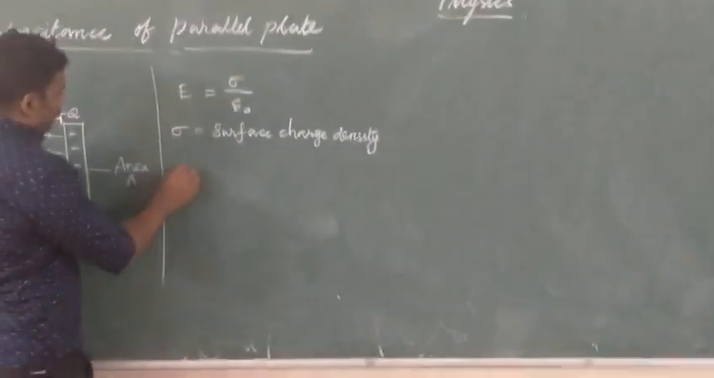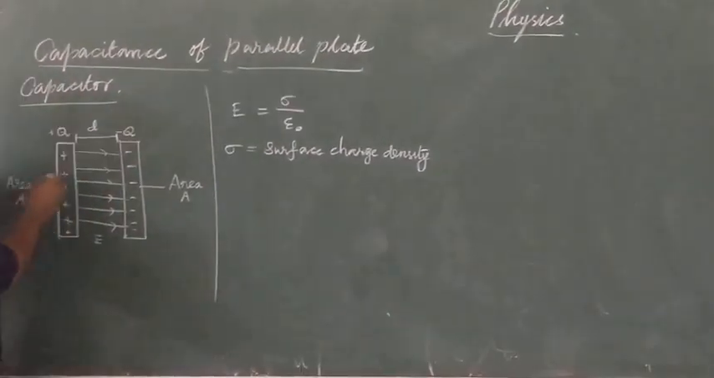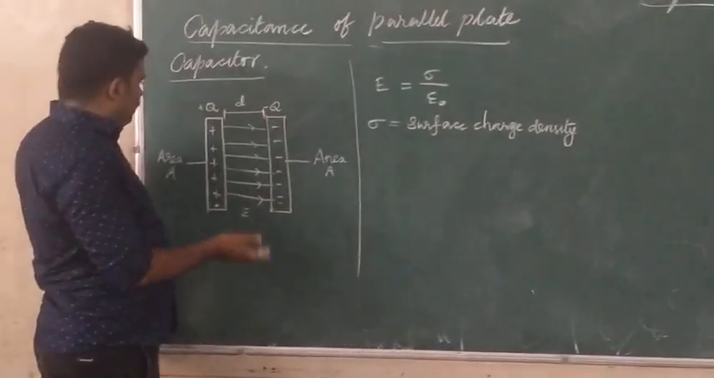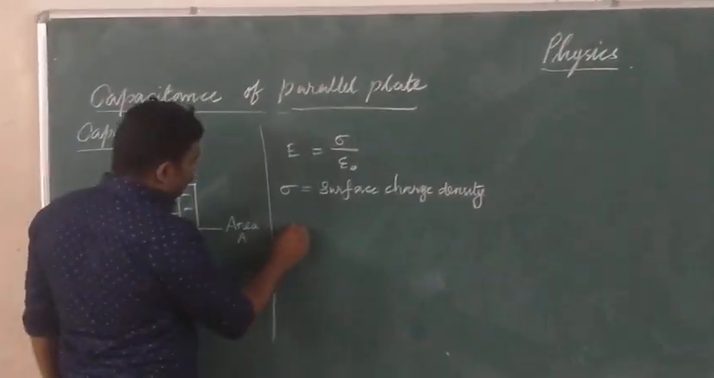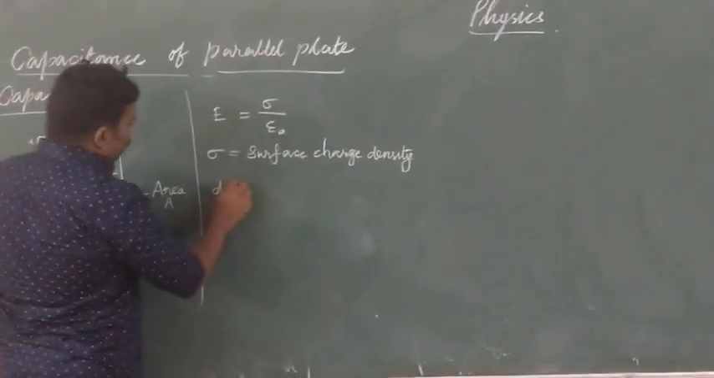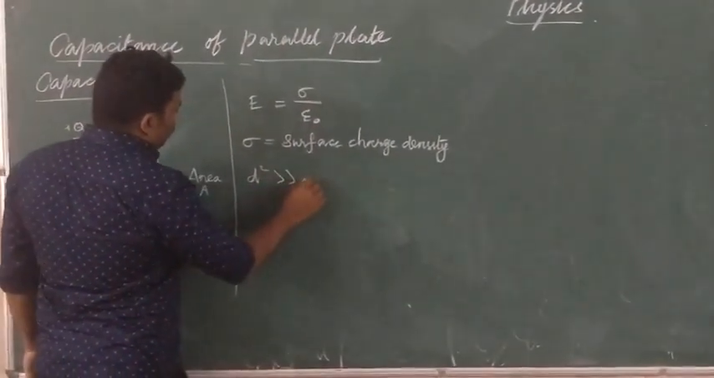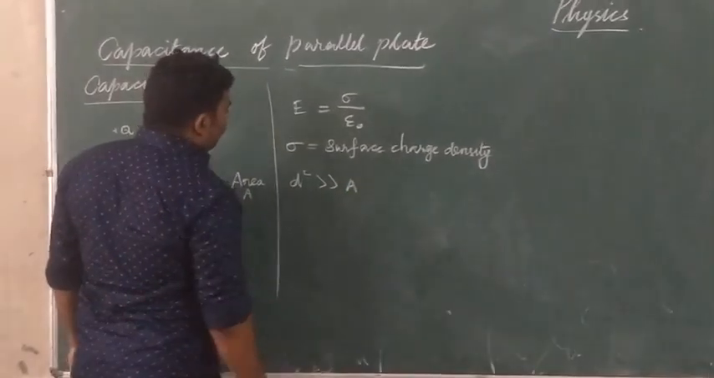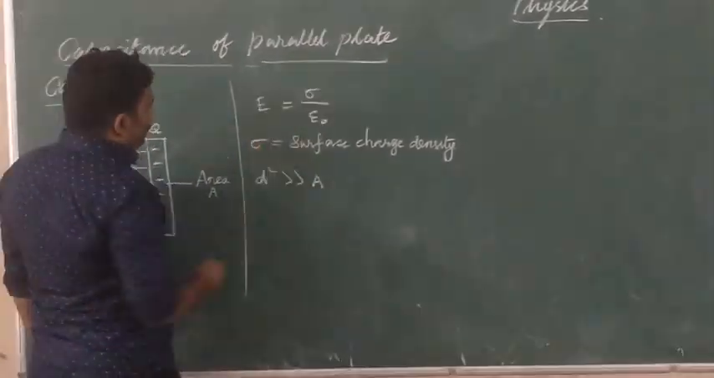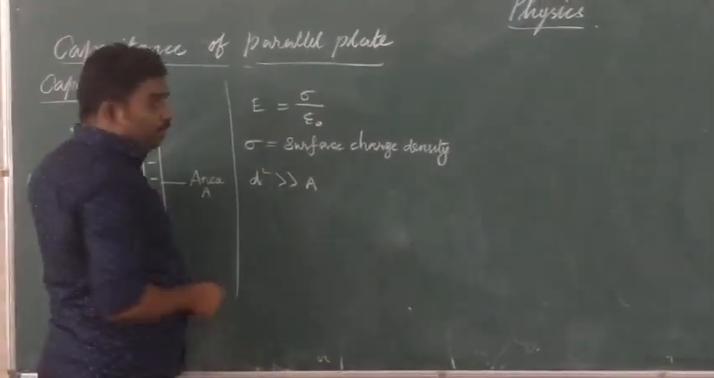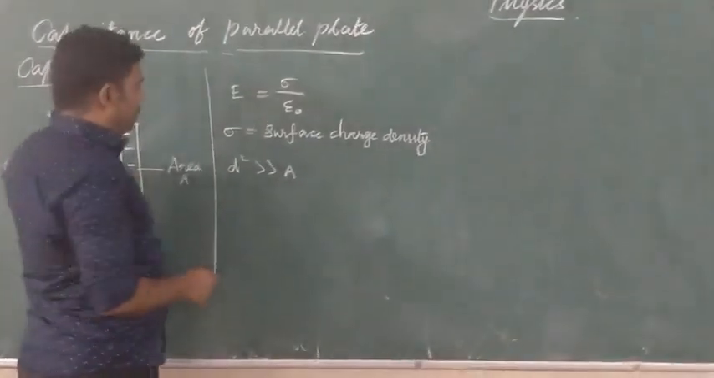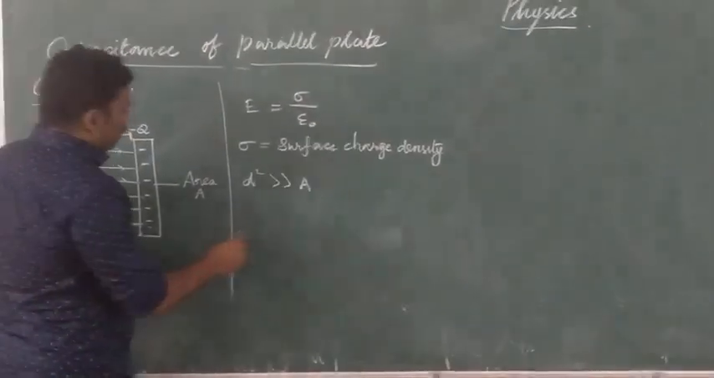Suppose D is very much smaller than the area of cross section, then we can use this result for a finite sized parallel plate capacitor. So let's calculate the electric field.